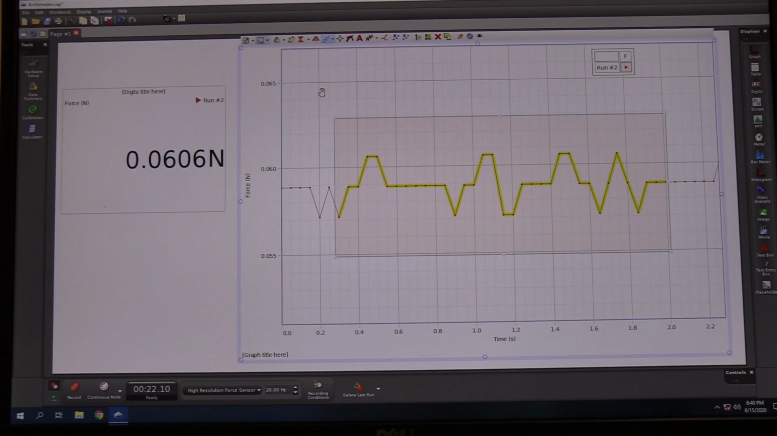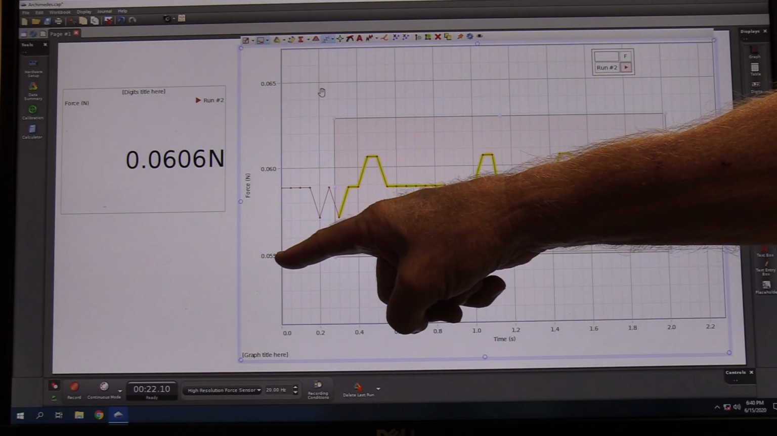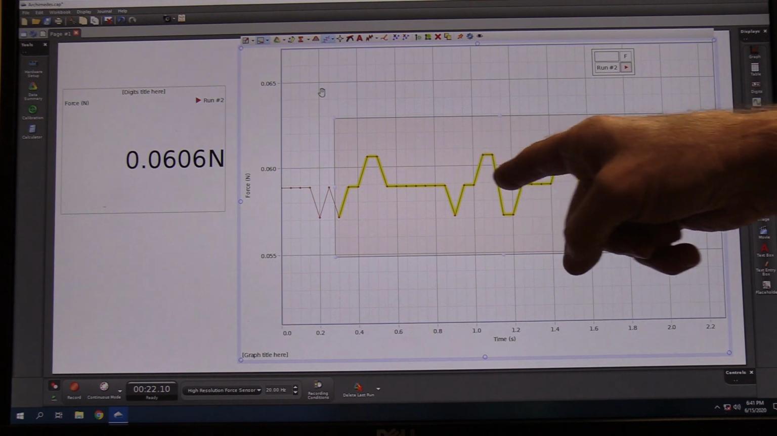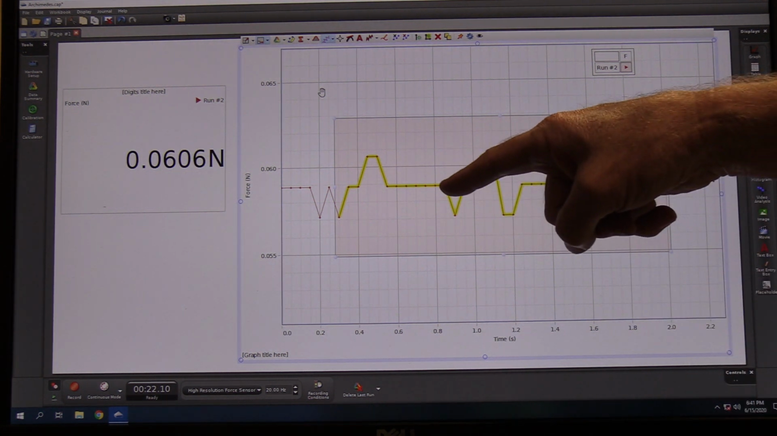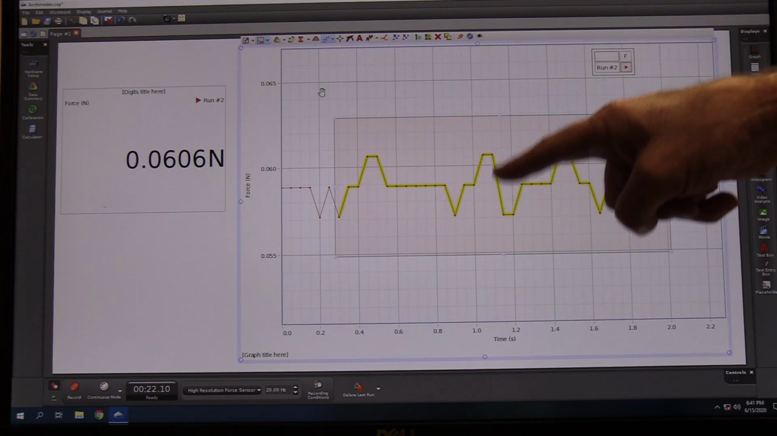Okay, we have zoomed in on a stretch of data here. We go from 0.055 to 0.065. That's only a change of 0.01 newtons between these two lines. And we're only covering a couple of seconds here, so you can see the individual data points. What you notice is that it doesn't register the same thing all the time. It changes and goes up and down.